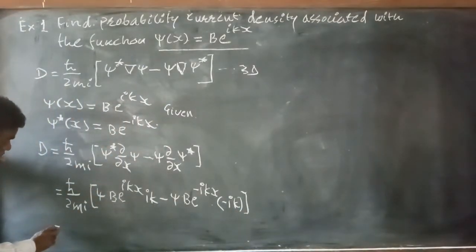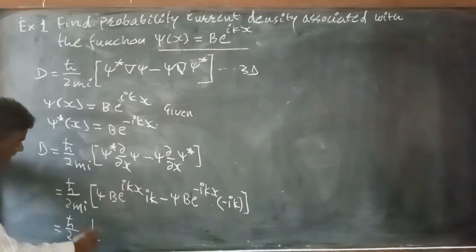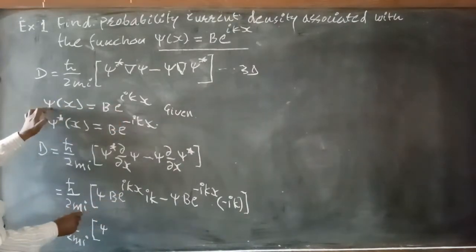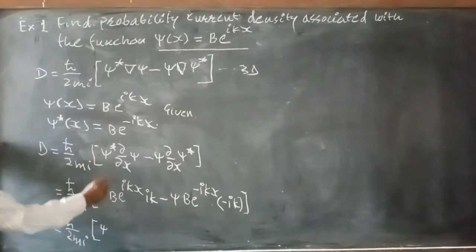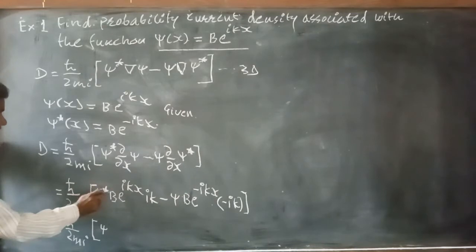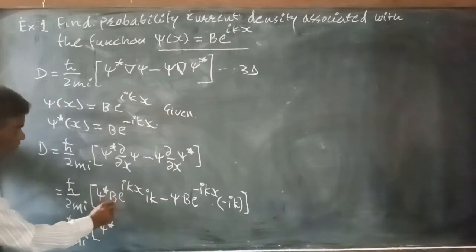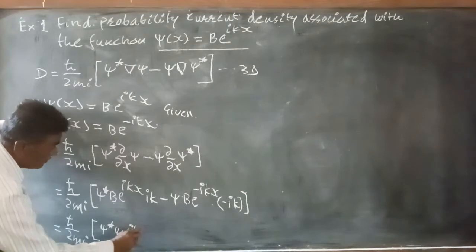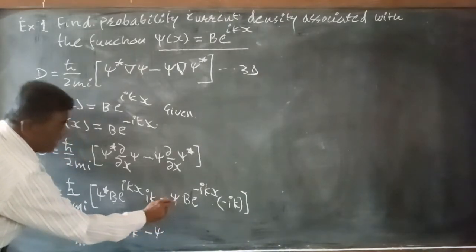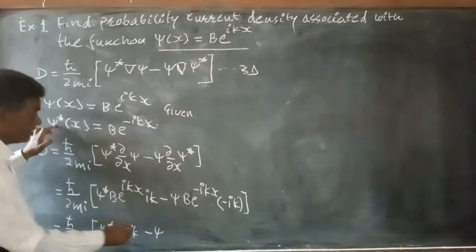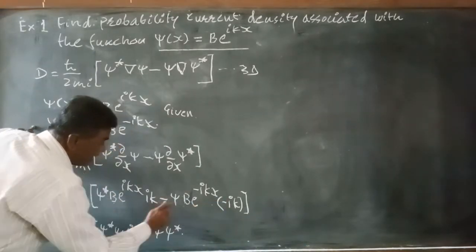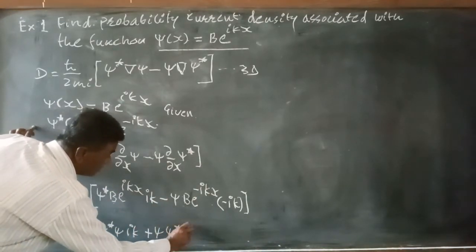Next, this will be equal to h cross divided by 2m as it is, in the bracket: psi star, kept as it is, into this term b e to the power ikx, which is nothing but the wave function psi, into ik, minus psi kept as it is, into b e to the power minus ikx, which is the complex conjugate of psi, that is psi star, into minus ik. Minus becomes plus, so plus ik.